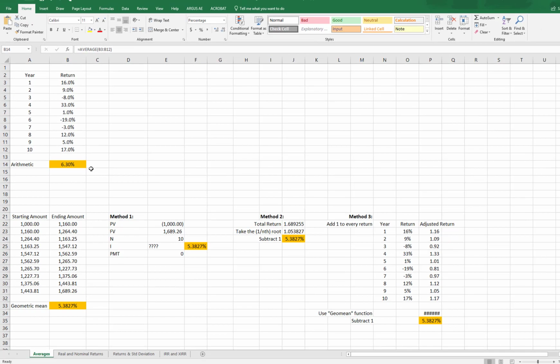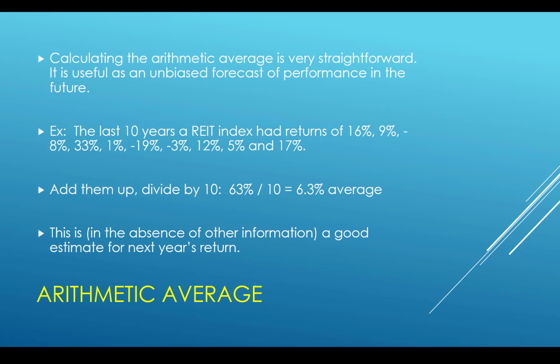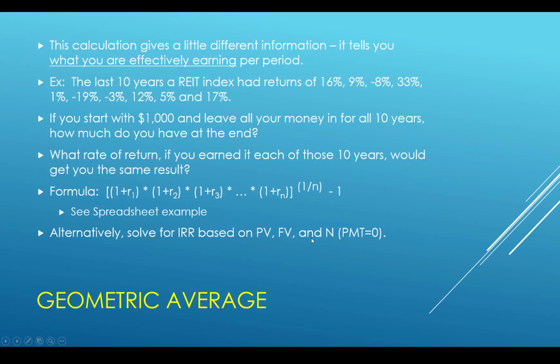All right, let's go back to the slideshow and continue here. So we've dealt with arithmetic average. Let's take a look at geometric average. It's a slightly more complicated calculation, but in many ways it's more meaningful. This calculation gives different information than the arithmetic average, and what it tells you is the return that you are effectively earning per period over the life of your investment.